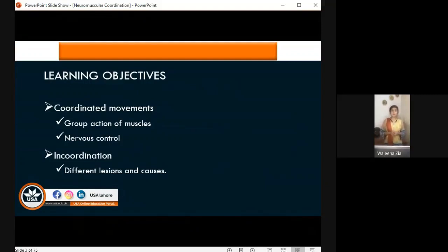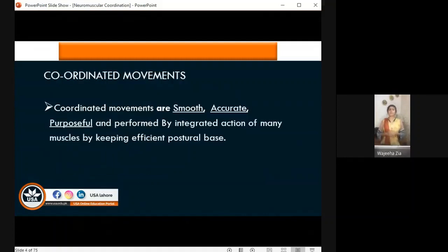So in today's lecture, I will go through the introduction of the coordinated movement and the factors which are responsible for the coordinated movement. The first is the muscle, and the second is the nervous control. After that, I will give you a brief introduction of the incoordinated movement and the causes of those incoordinated movements.